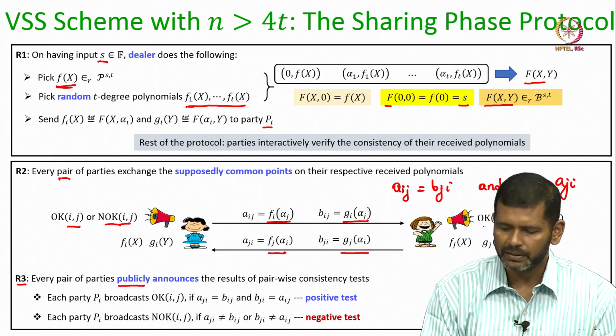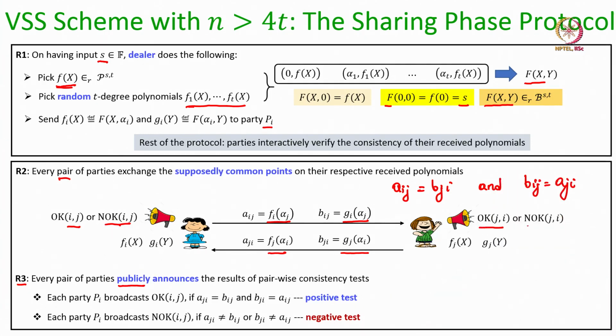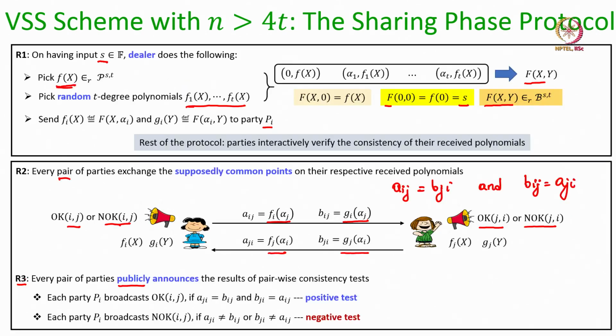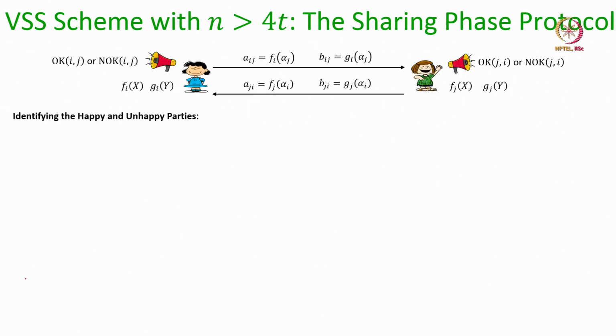And similarly, Pj also, after performing the pairwise consistency check, either broadcasts an OK message or a NOK message indicating that it is in a dispute with Pi. Now, we have already utilized 3 rounds. Now, based on the results of the pairwise consistency checks which are publicly available.